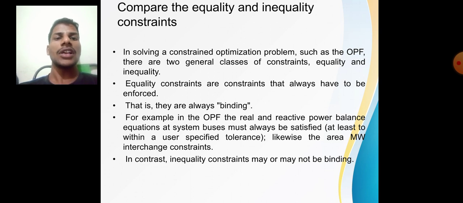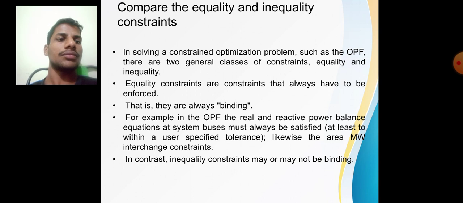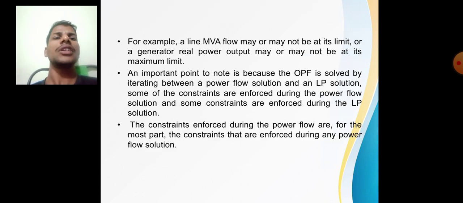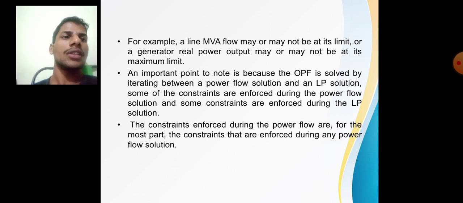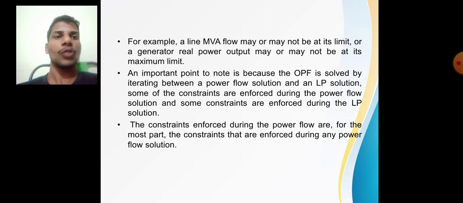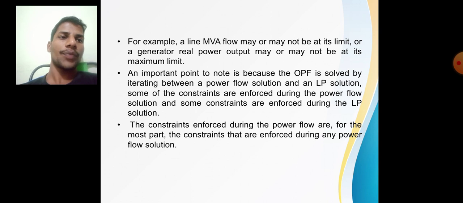Likewise, the area megawatts interchange constraints. In contrast, inequality constraints may or may not be binding. For example, a line MVA flow may or may not be at its limit, or a generator real power output may or may not be at its maximum limit. An important point to note is that the OPF solution alternates between the power flow solution and the LP solution.